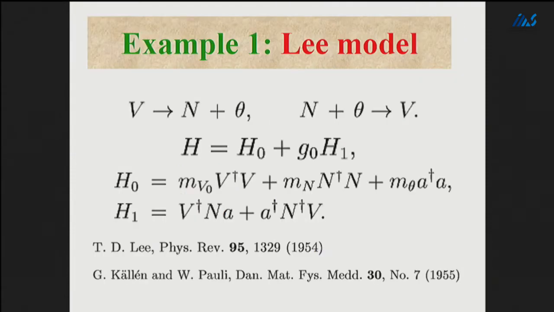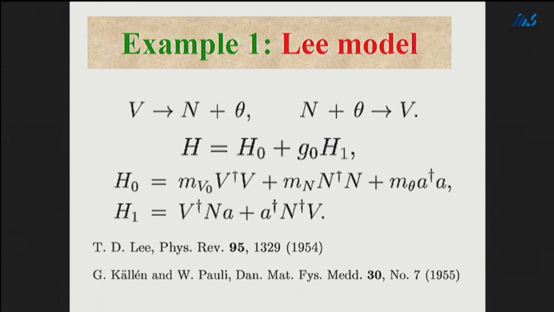So the Lee model, this is a rather old example that we worked on, is a beautiful example of a quantum field theory with an instability. It describes a universe in which there are just 3 particles, and they're called V, N, and theta. And you have to imagine that in this universe, the V particle turns into an N and a theta, and the N and the theta turns back into a V. That's all. And the Hamiltonian that describes this interaction consists of a free Hamiltonian that just counts up the numbers of V's, N's, and thetas, and an interaction Hamiltonian which creates a V after it destroys an N and a theta, or it destroys a V and creates a theta and an N.